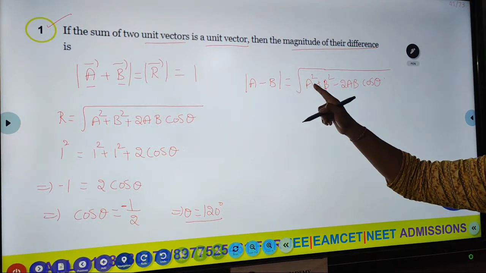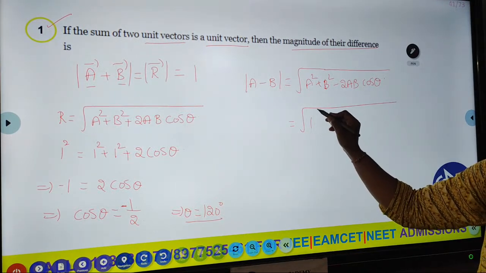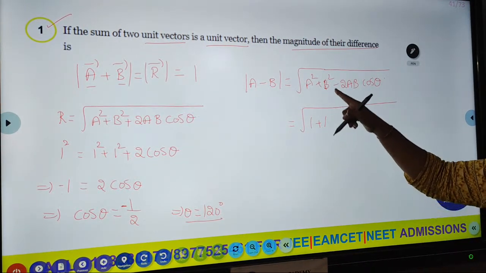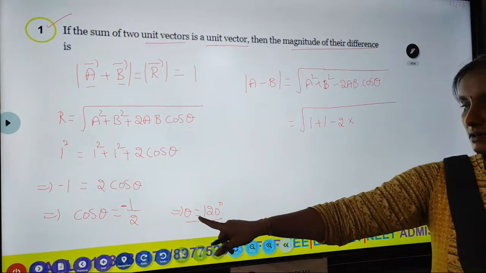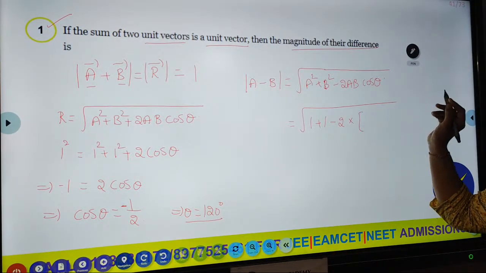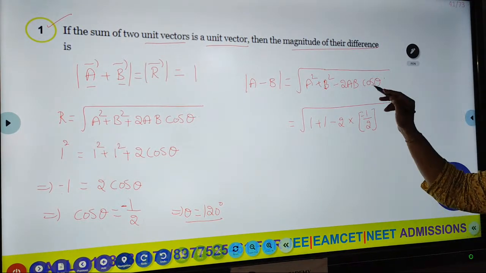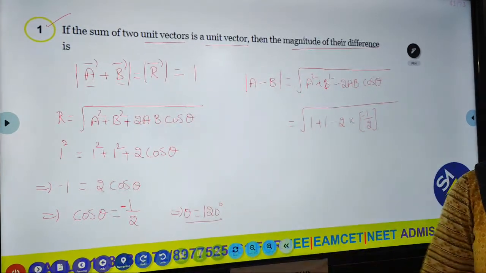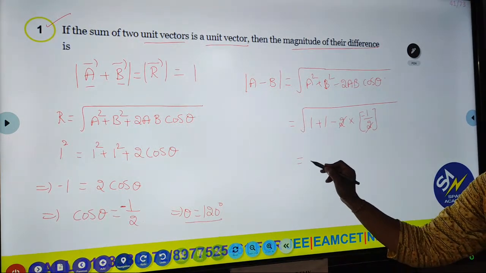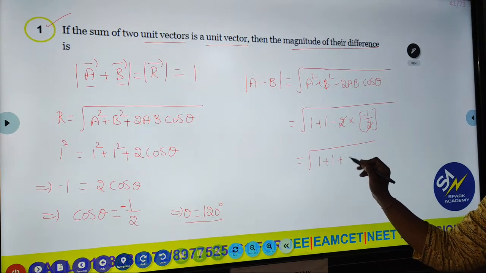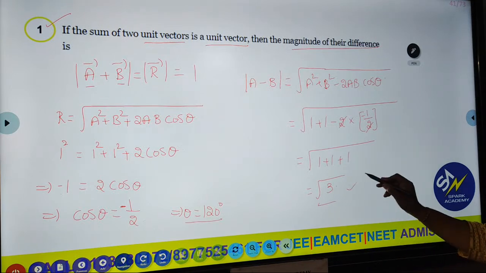Here these A and B are unit vectors. Again we substitute their magnitudes as 1. So 1 whole square means 1. Again 1 whole square minus 2 into cos theta. Theta value is 120, so we substitute cos 120 value as minus 1 by 2. So 2 cancel, minus of minus becomes plus. So under root 1 plus 1 plus 1. So the difference in their magnitude is root 3 units.